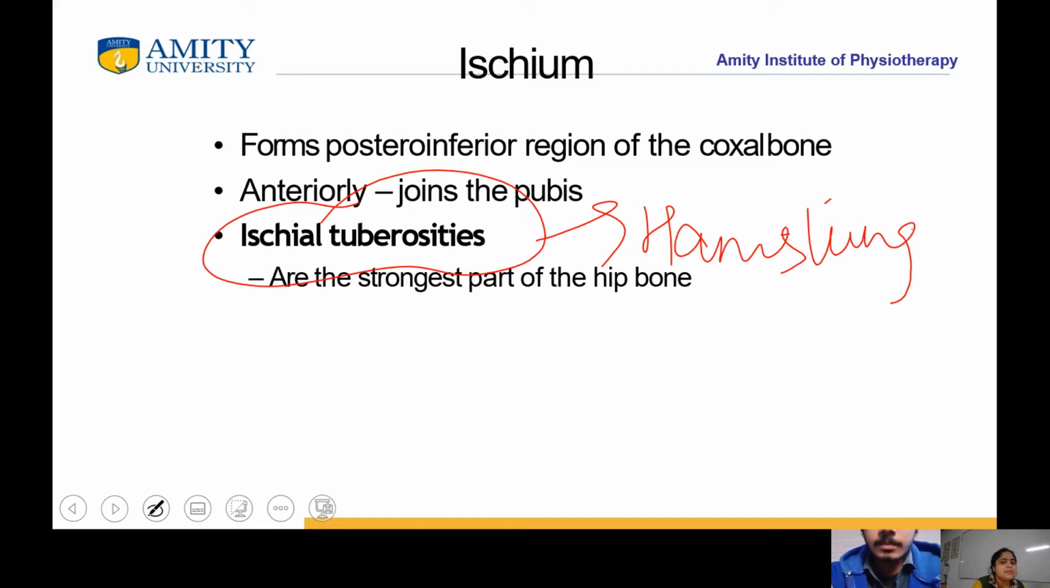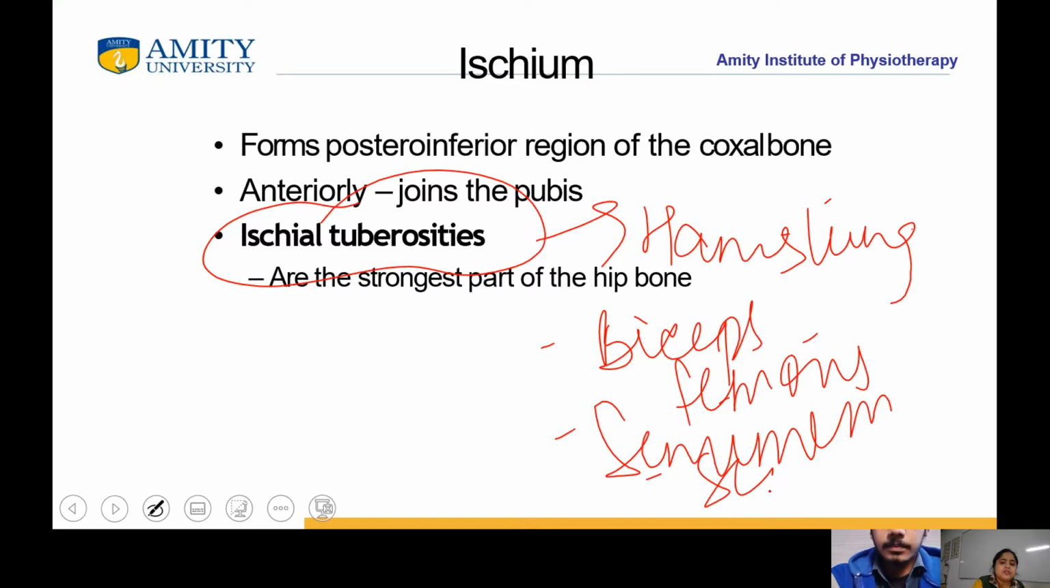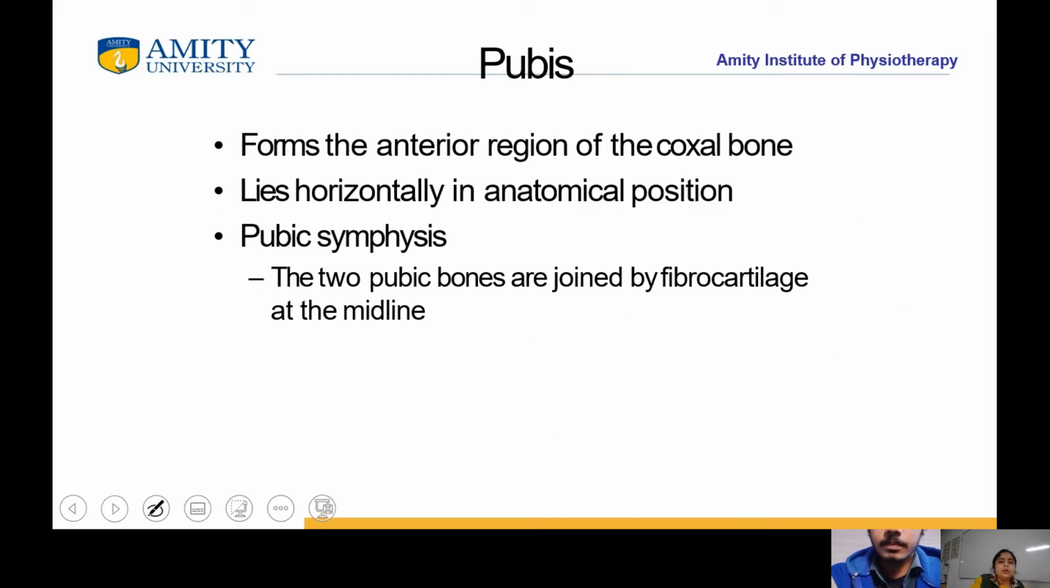Now what are the names of these muscles? Biceps femoris, semimembranosus and semitendinosus. Okay. Now if we talk about the pubis bone, what are the bony landmarks and how do you define it?